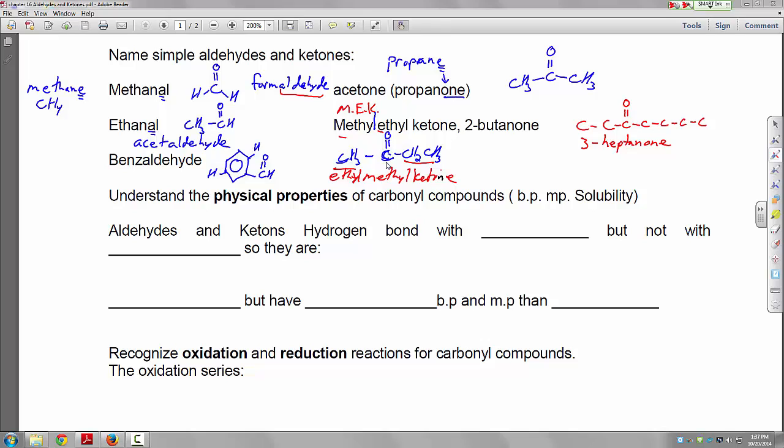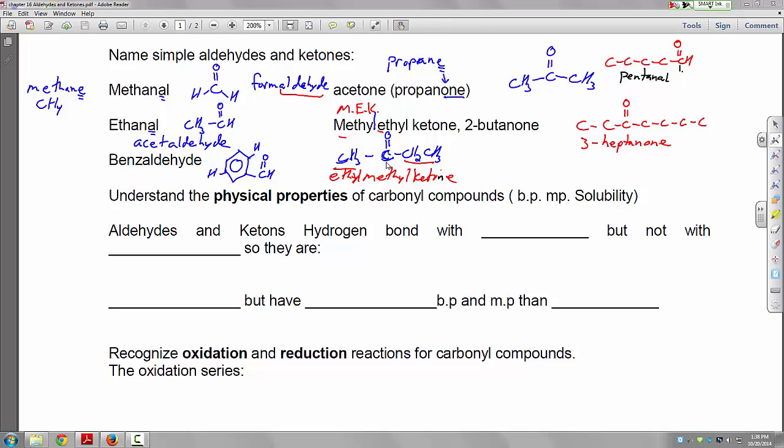For aldehydes, carbon number 1, if we had 1, 2, 3, 4, 5, the carbon containing the carbonyl is always carbon number 1. Okay, so you do not have to say 1-pentanal. This is simply pentanal. Drop the E, add Al, right? Because the carbonyl and the aldehyde is always at the end of a chain. It is always on carbon number 1.